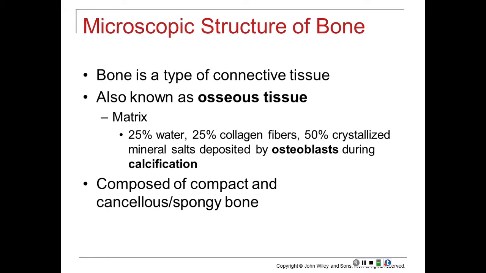Those are deposited by special cells called osteoblasts. Osteoblasts are bone building cells. Blast, building. Composed of compact as well as spongy bone. Spongy bone has that spongier appearance. Compact bone is a more dense type of bone.